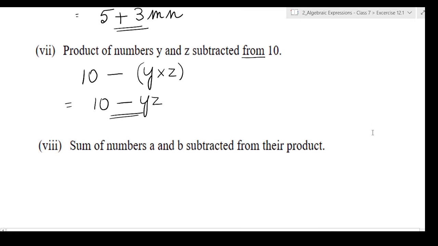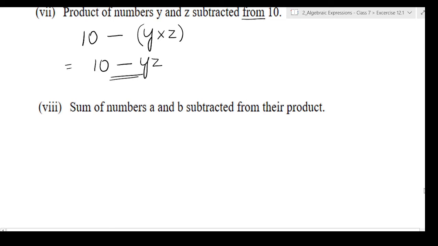Next one, students, what I suggest is always pause the video, try and solve it, and then continue and see whether your answers are right. Now, what is the required algebraic expression for the 8th problem? Sum of numbers a and b subtracted from their product.